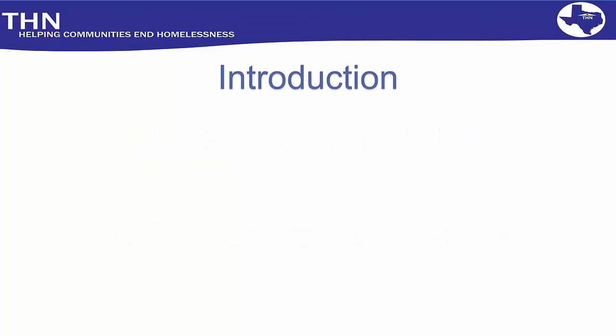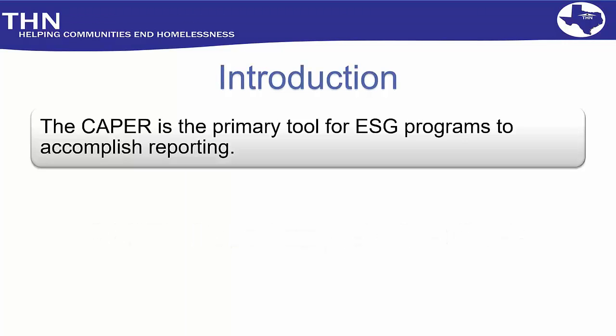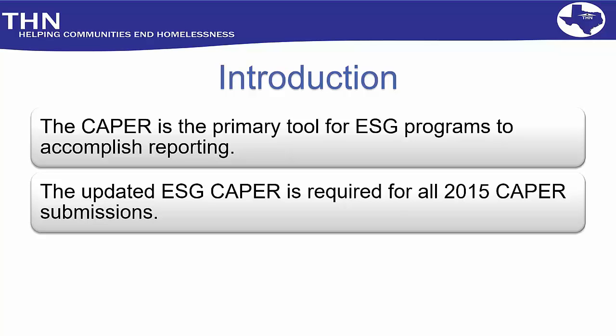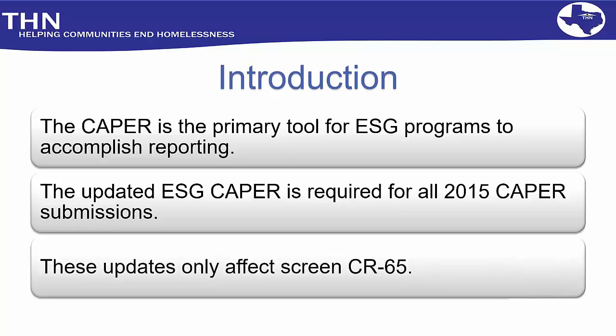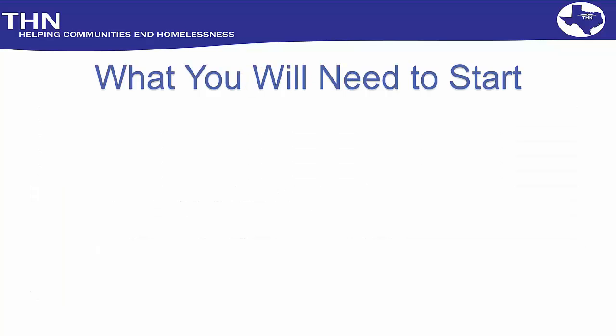Welcome to the Caper Reporting and eCart Guide. The Caper is the primary mechanism for ESG programs to accomplish their reporting. HUD has updated the ESG Caper, which is now required for all 2015 Caper submissions beginning October 1st, 2015. Now, these updates only affect screen CR65, and that's very important to remember.